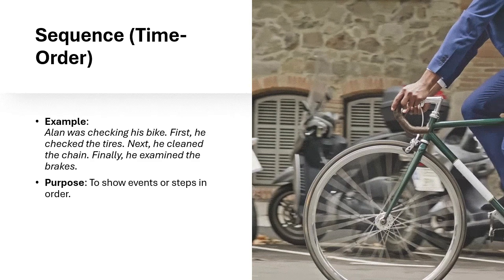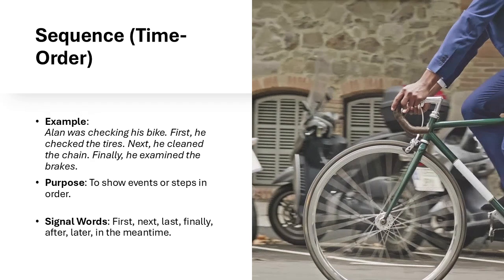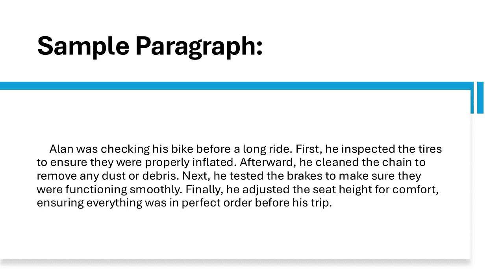This pattern is essential for making sure your reader can follow a chronological flow without getting confused about what happened when. Transition words like first, then, and finally are key here to guide the reader through the sequence. This paragraph illustrates the time sequence, or chronological order, patterned by describing a series of actions Alan takes in preparation for his bike ride, with each step occurring in a specific order.